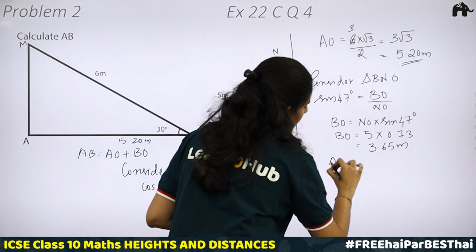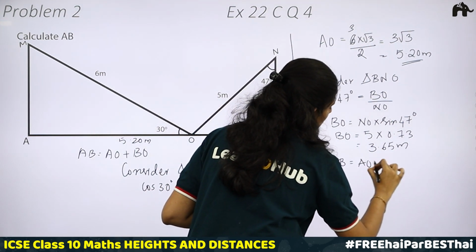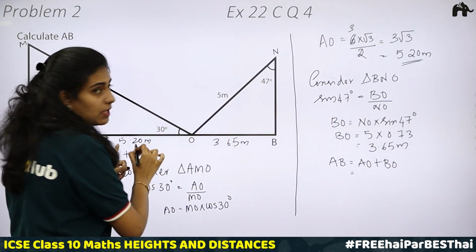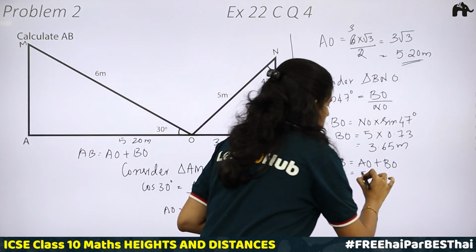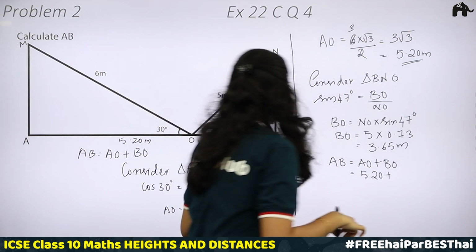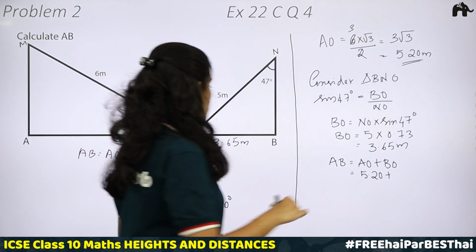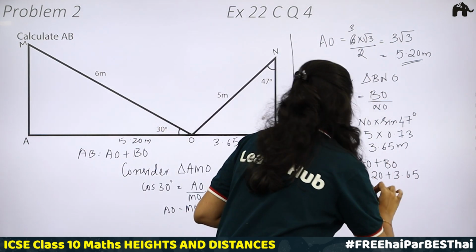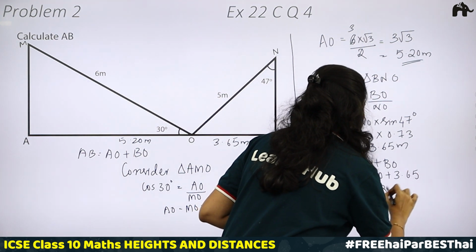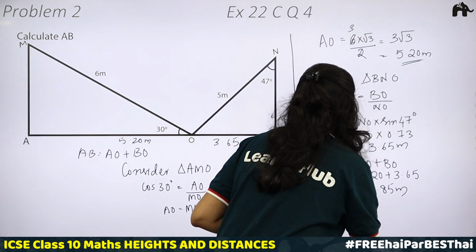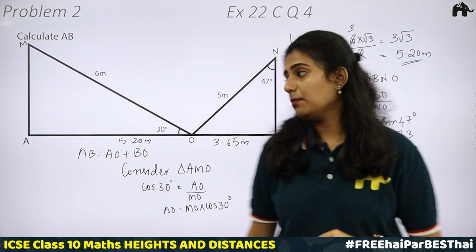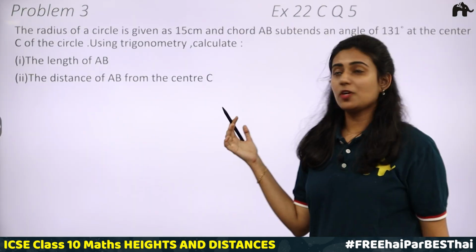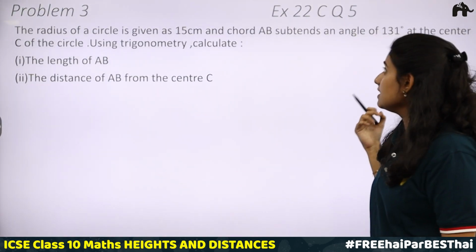Then what is AB? We have AB is equal to AO plus BO. AO we have already determined, which is 5.20 meters. 5.20 plus BO. BO is 3.65 meters. On adding, you will be getting final answer 8.85 meters. This is the value of AB. Okay. AB is equal to 8.85 meters. Okay. Problem 3. Question 5 of exercise 22C.